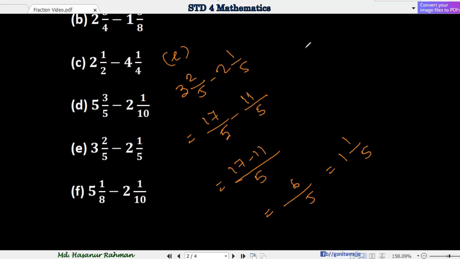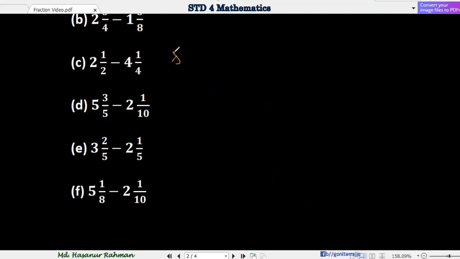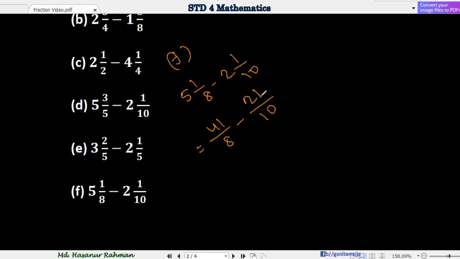Very simple problem. Now our last problem, that is number F. Number F says 5 whole 1 by 8 minus 2 whole 1 by 10. At first, 8 5 is 40 plus 1, that is 41, minus 10 multiplied by 2, that is 20. 20 plus 1, that is 21.